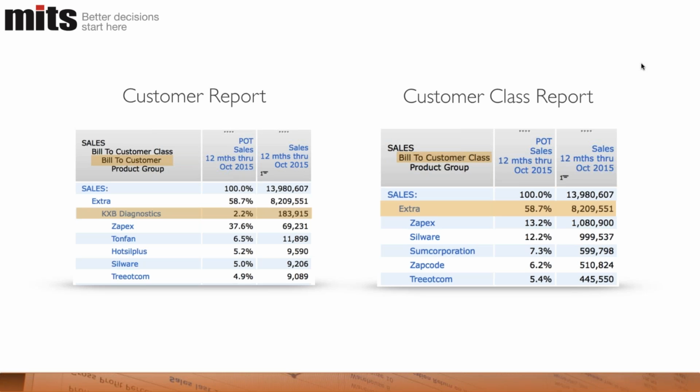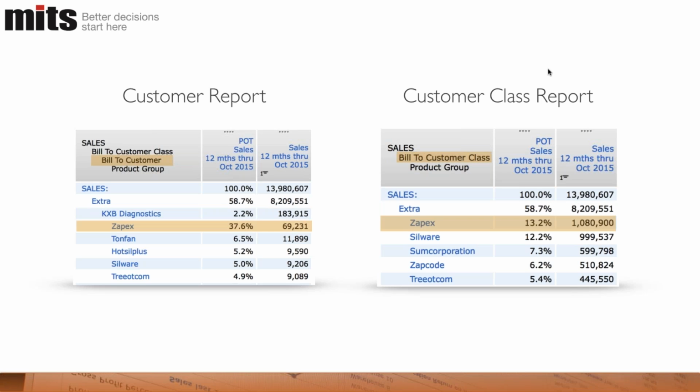We put those things together and see them side by side, and we can start looking through that information to see things like, okay, this one particular customer spends 37% of their dollars on this one particular grouping of products, but everybody else spends 13%. That's kind of interesting. What about the next one? Well, Silware is the next highest, almost as high as Zapex, right? 13%, but this customer only spends 5% of their dollars on that. And these products, Some Corporation and Zapcode, those product categories, this customer isn't buying at all in that top 10 or that top 5 listing there, right?